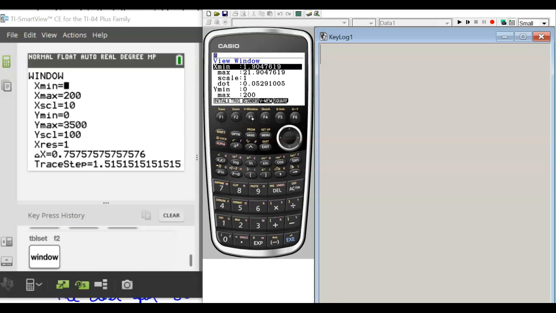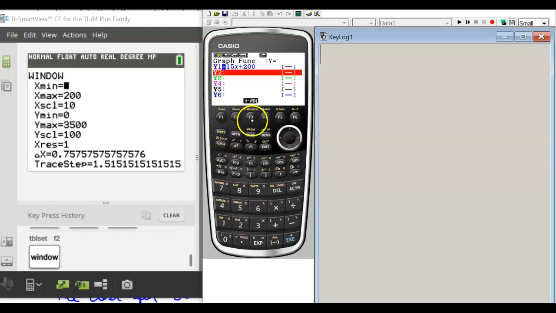Then we're going to go, what did we do? We went from 0, enter, 200, enter. Scale we used was 10, enter. Dot, just leave it. Oh, sorry, cursor rather than enter on that.